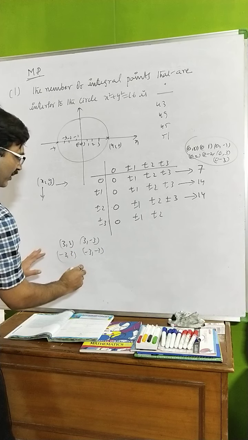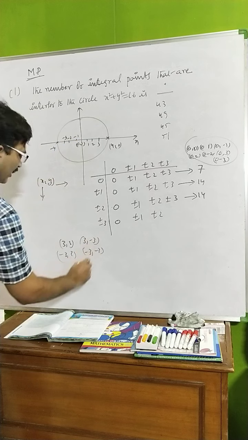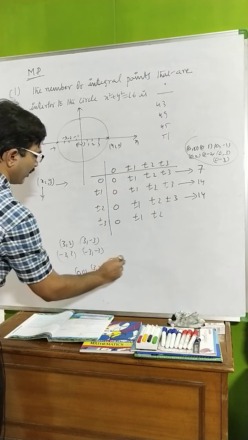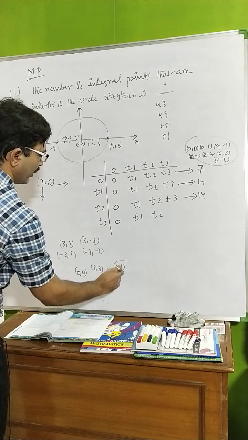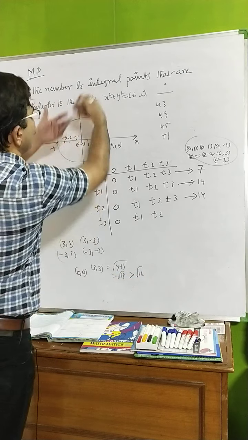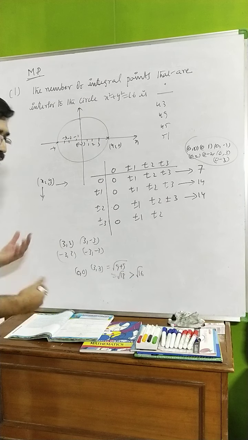These are 4 points if I take. From the origin, the distance from the origin to (3, 3): 9 plus 9, root 18. Root 18 is greater than root 16, sir. So that means what? It is outside. It is outside the triangle.